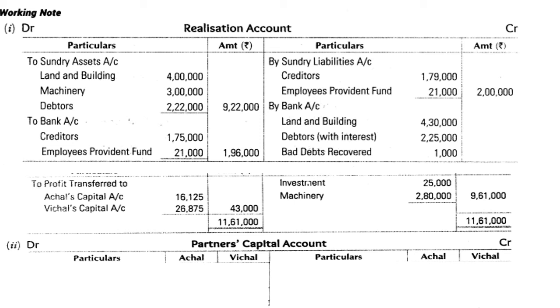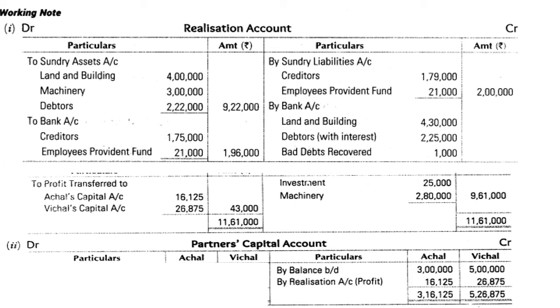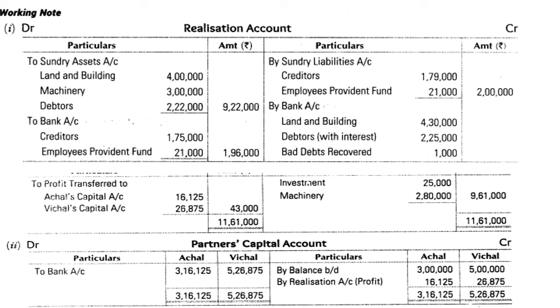नाउ आफ्टर प्रिपरेशन ऑफ रिलाइजेशन अकाउंट, our next step is preparation of partners capital account. Again we will show the things which we have to give to the partner. First thing which we have to give to the partner is their capital from the balance sheet. Balance of capital which is given in balance sheet is 3 lakh and 5 lakh respectively. Next we have to show the things which we have to take from the partner, but in this question nothing is given. So whatsoever is the difference between these two sides, we need to repay to the partner since we are going to dissolve our firm.